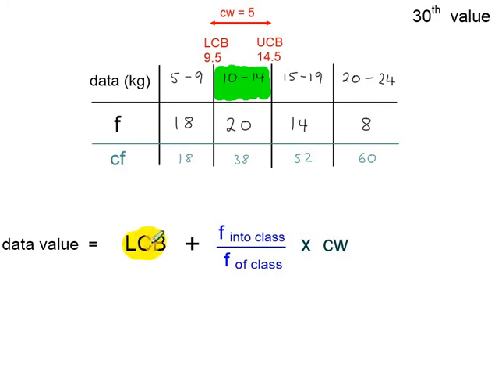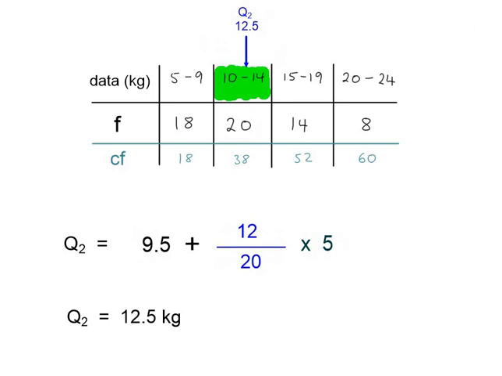And the lower boundary is 9.5, so that value will go here. The frequency of the class is 20, so that goes here. Class width is 5, so that value goes there. And the frequency into the class, we've already said, was 12, and that value will go here. So we get 12.5 kilograms for Q2, or the 50th percentile.